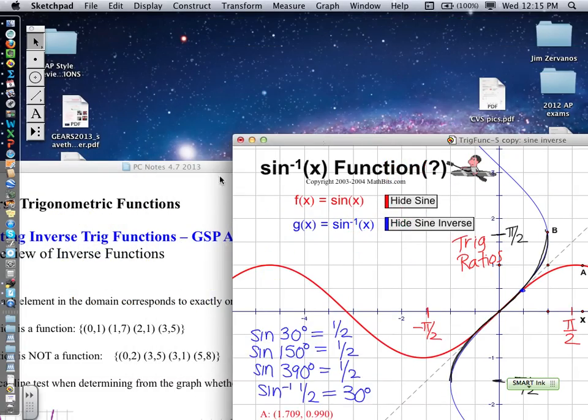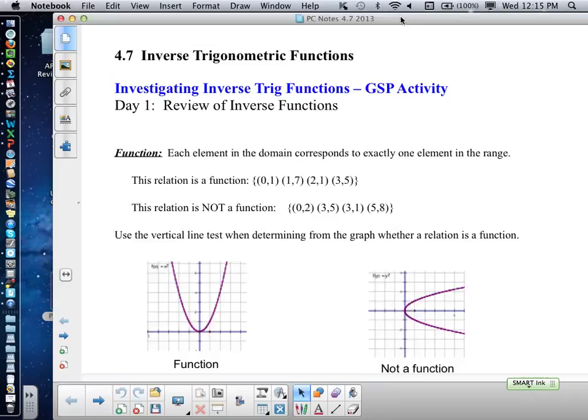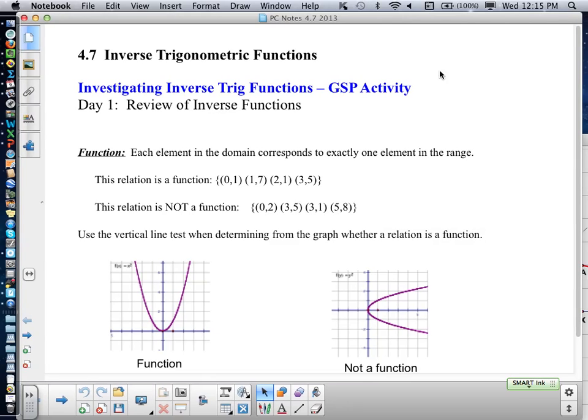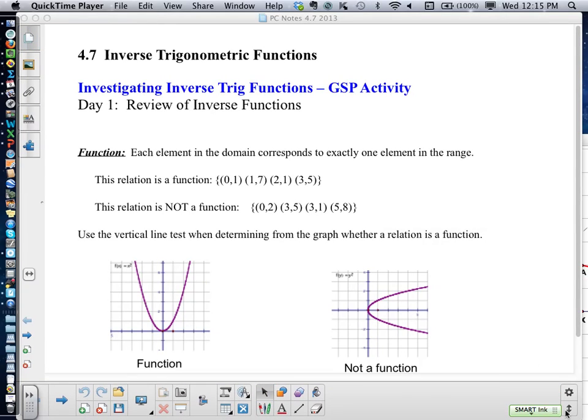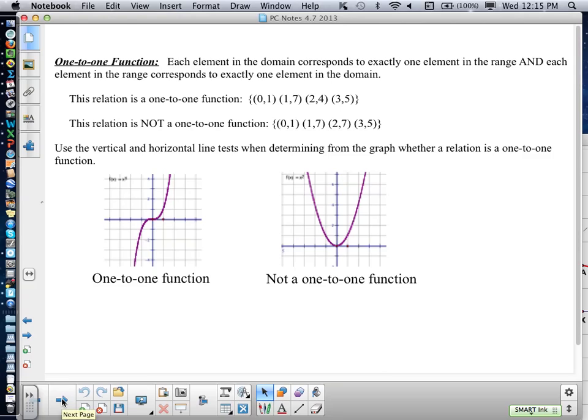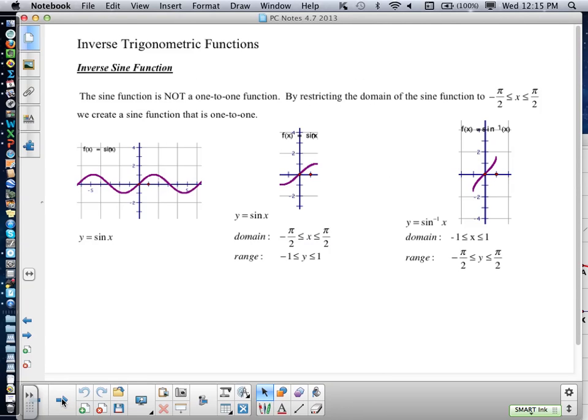So let's take a look at, I'm going to pull up the notes now, and as we look at this, the first part of the notes really just discusses a little bit about functions and vertical line test, and I'm going to scoot past some of that because it's really kind of Algebra 2 material. And let's get right to the inverse graphs. This is what you were studying in your investigation.